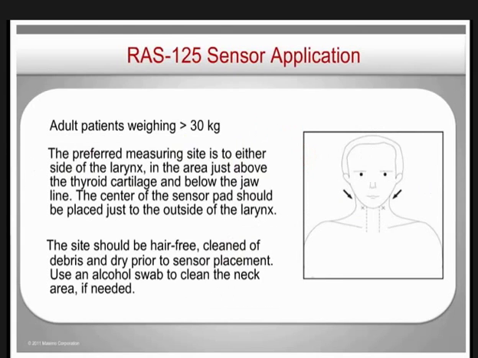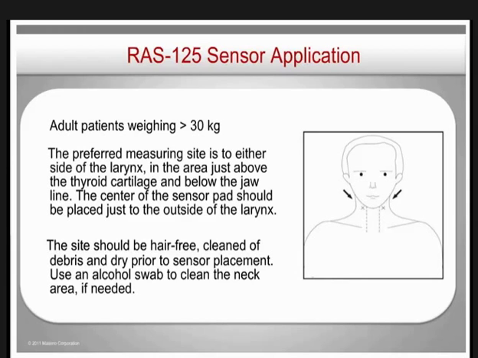We will now discuss the RAS-125 or RAS-125C sensor application. The RAS-125 or RAS-125C Rainbow Acoustic Respiration Sensor should be used only on adult patients weighing greater than 30 kilos. The preferred measuring site is to either side of the larynx, in the area just above the thyroid cartilage and below the jawline. The center of the sensor pad should be placed just to the outside of the larynx.